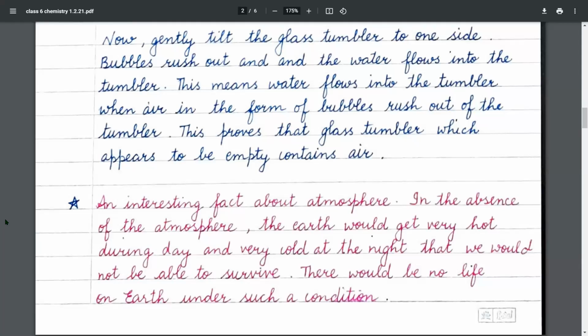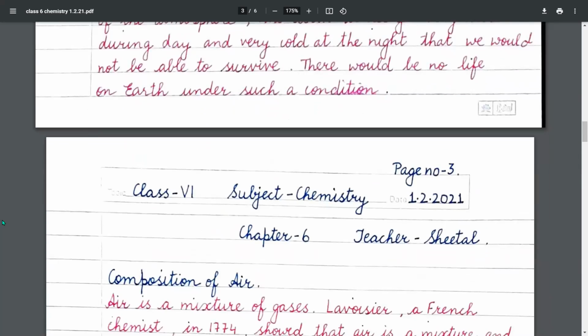Now, an interesting fact about the atmosphere. In the absence of the atmosphere, the earth would get very hot during the day and very cold at night, so that we would not be able to survive. There would be no life on earth under such a condition.